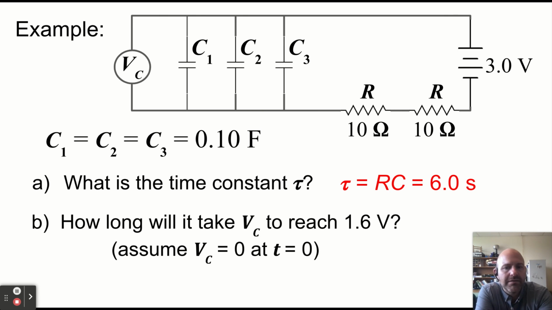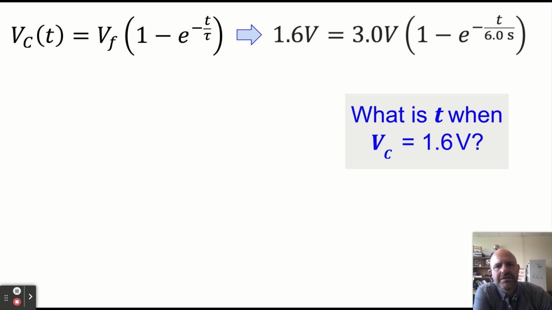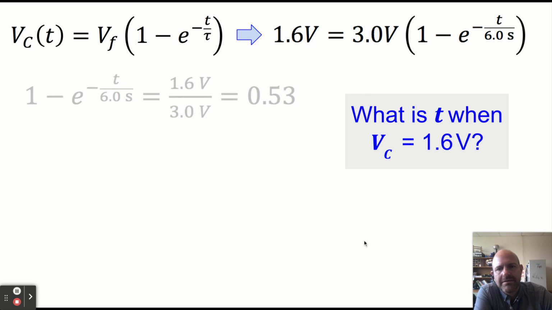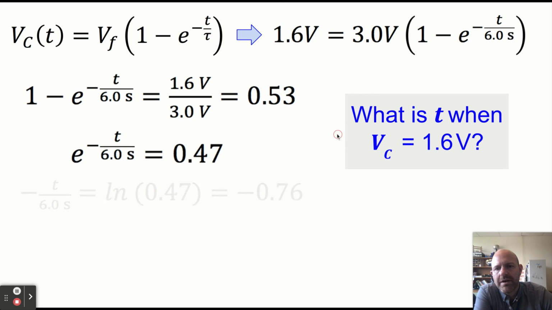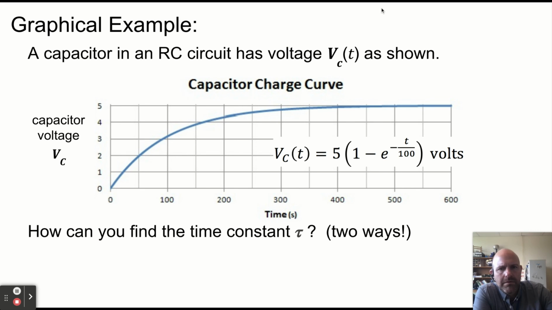How long will it take the capacitor to reach 1.6 volts? Well, for that, we can plug in 1.6 volts and solve for the time. You'll need to do a little bit of work, and you end up with 4.6 seconds. You can also think about the fact that 63% is your one time constant. Your time constant is 6 seconds, so this has to be less than that.